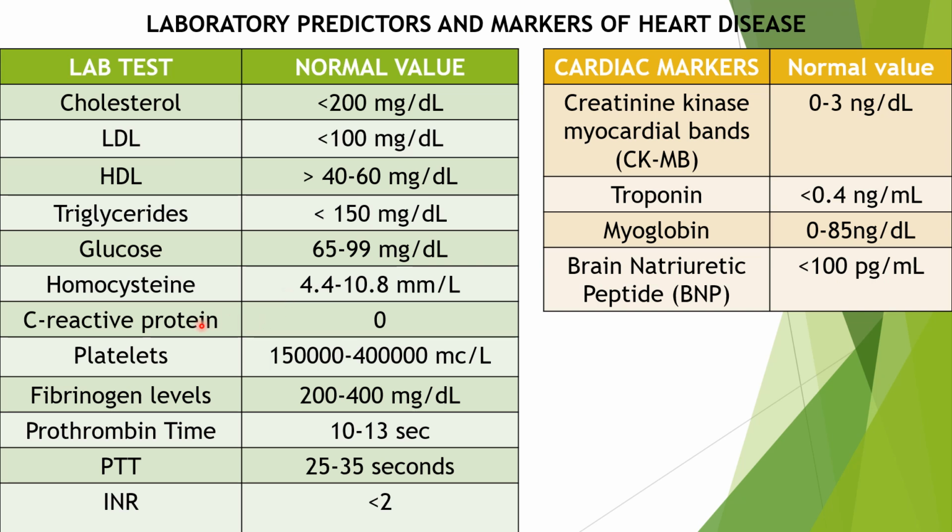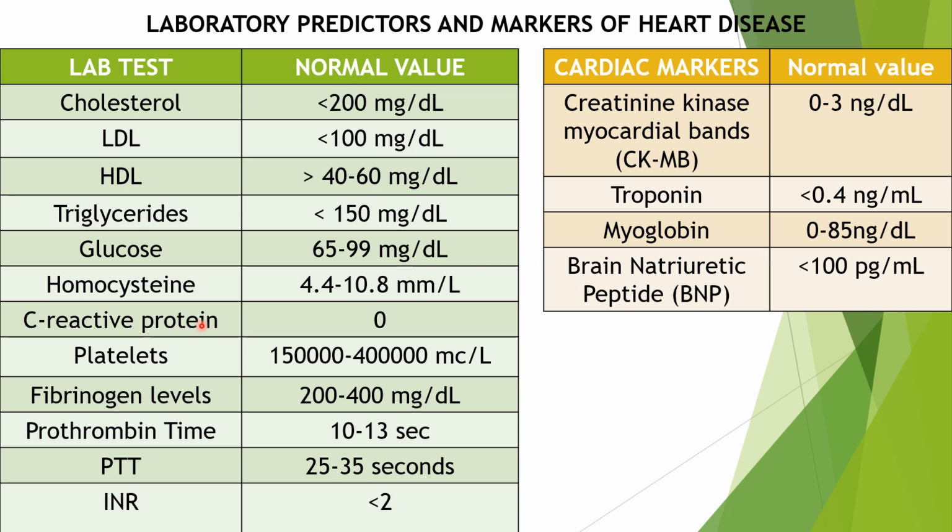Then C-reactive protein. It is not specific for cardiac disease, but it is used in conjunction with other laboratory studies. Elevated levels reflect increased production of C-reactive protein in the liver secondary to any systemic inflammation. Inflammation is implicated in the development of atherosclerosis. So C-reactive protein should normally be 0. It will be present only when some inflammation is there. So C-reactive protein should be 0.